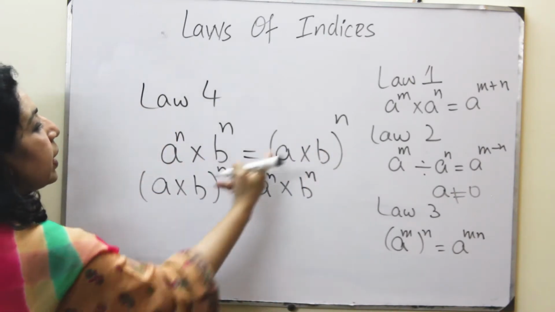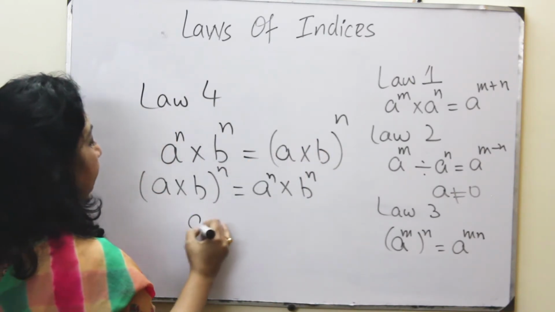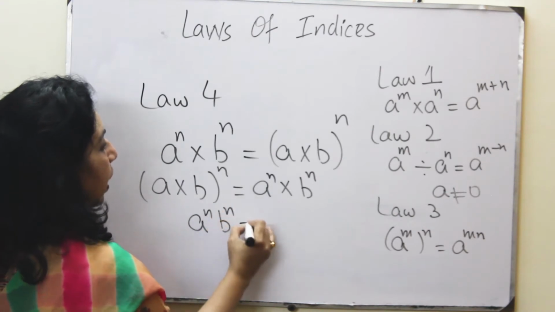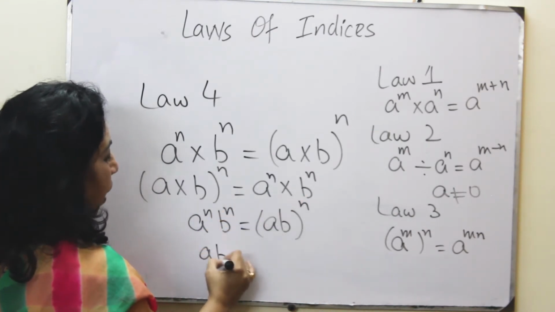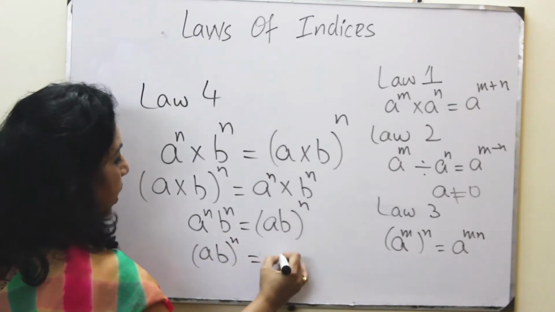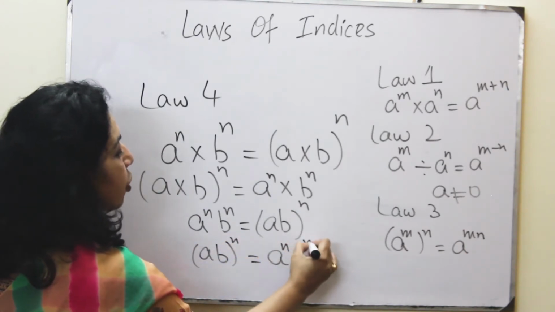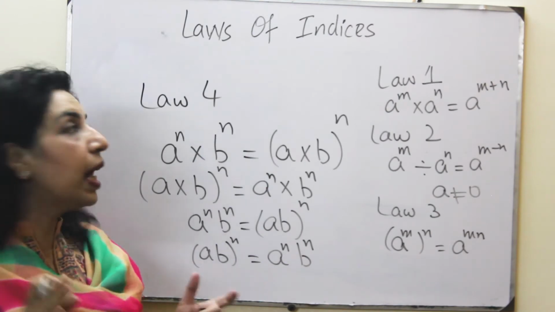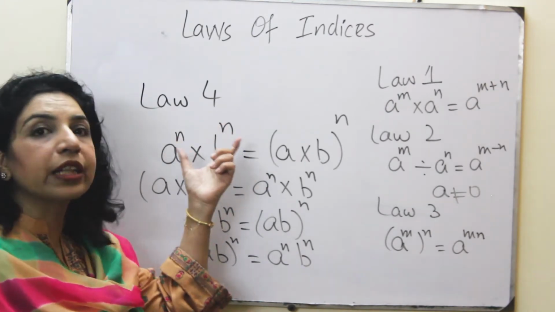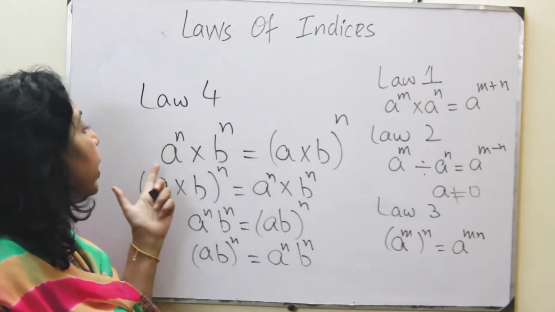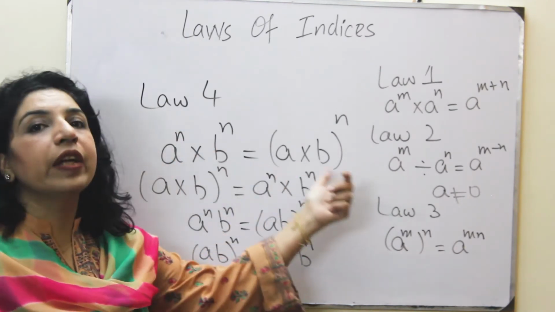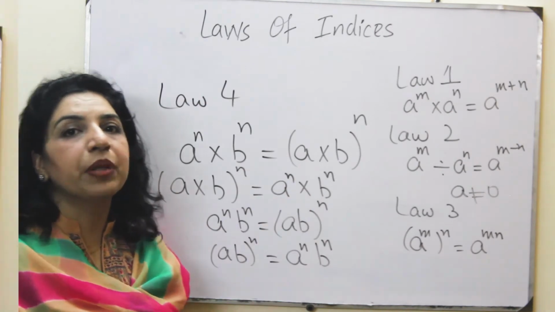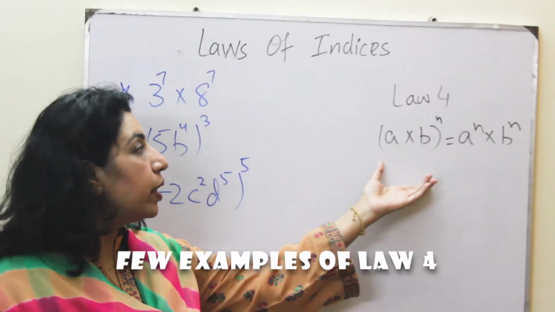Usually we don't use this sign of multiplication and we write it as a^n b^n equals to (ab)^n, or (ab) raised to power n is equals to a raised to power n, b raised to power n. So whenever we shall have the same index or power or degree, we can separate it or we can give it to different variables if there is a multiplication sign between. I have few questions related to law 4.